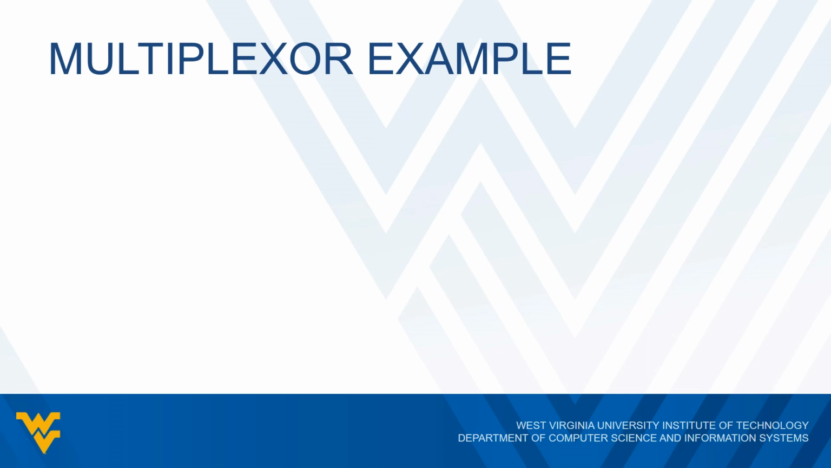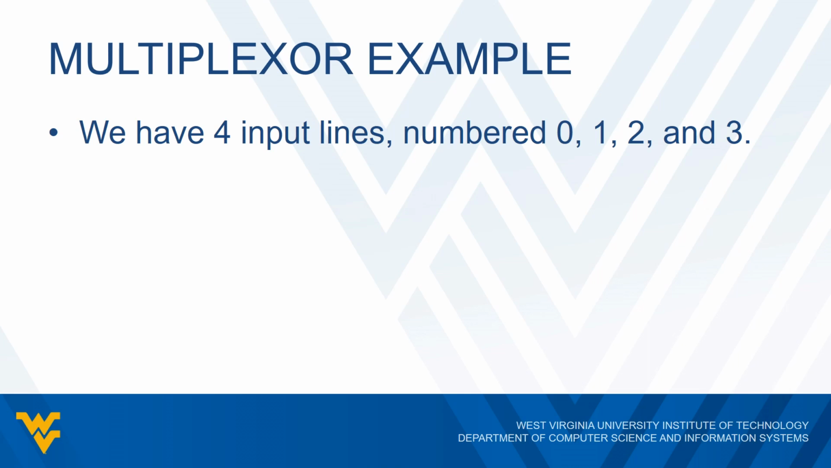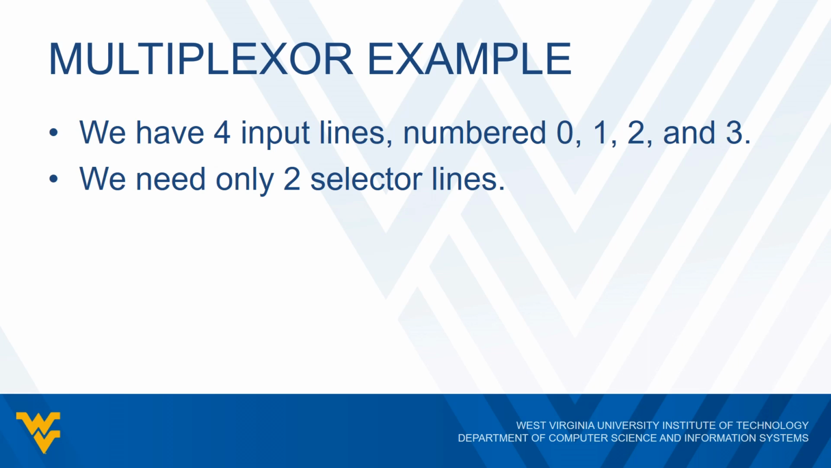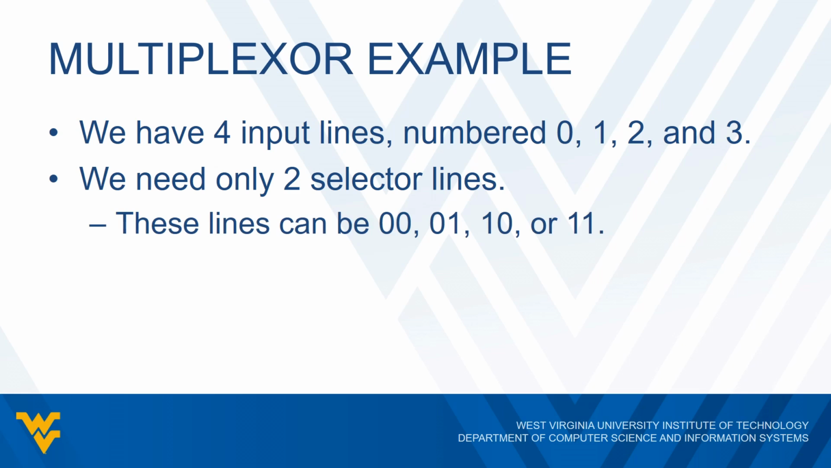Let's give an example. Let's say we have four input lines numbered 0, 1, 2, and 3. This means that we would need two selector lines. This would correspond to the four binary combinations that can appear on this pair of selector lines. So we would have 00, 01, 10, and 11. And notice that these correspond to the decimal values of 0, 1, 2, and 3 respectively. So the multiplexer would select the input line whose identification number corresponds to the value appearing on the selector lines and copy the value on that input line to the output line.